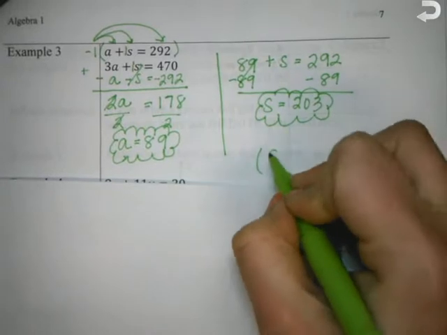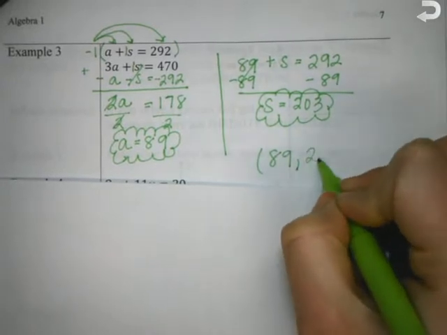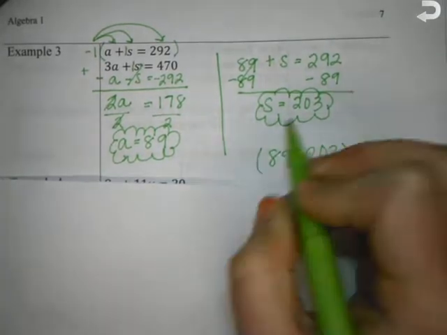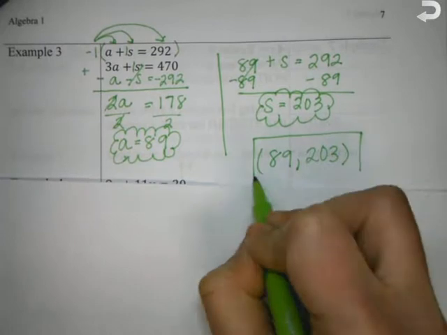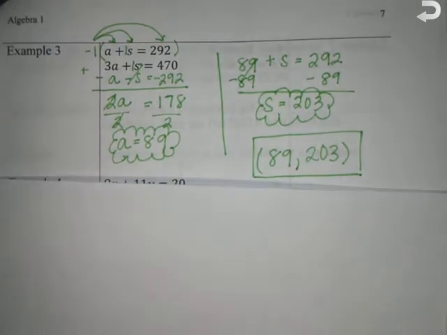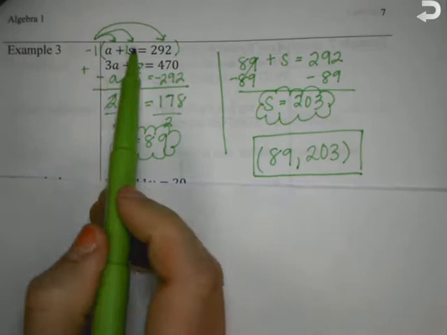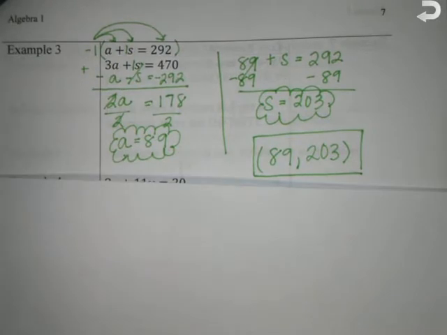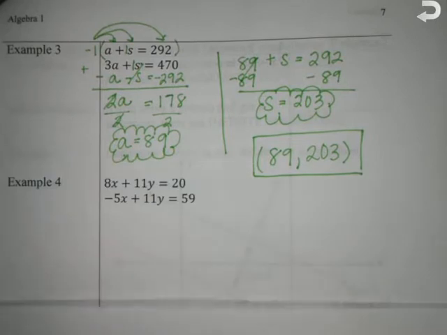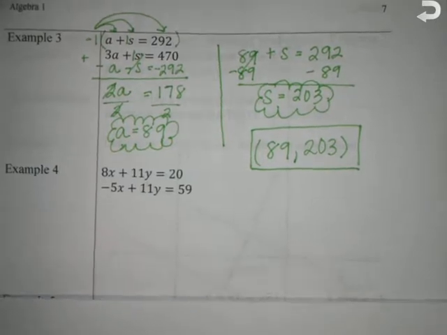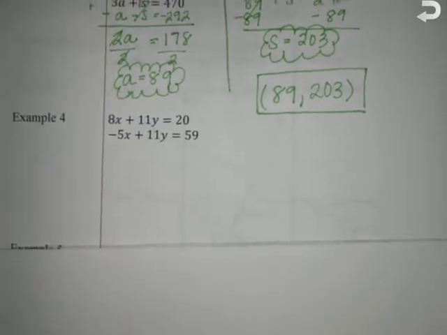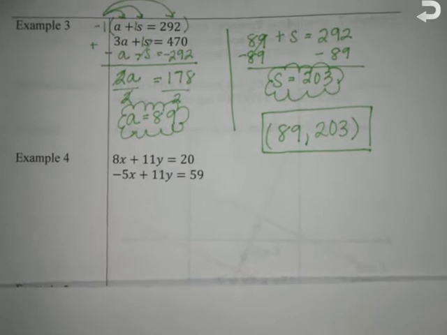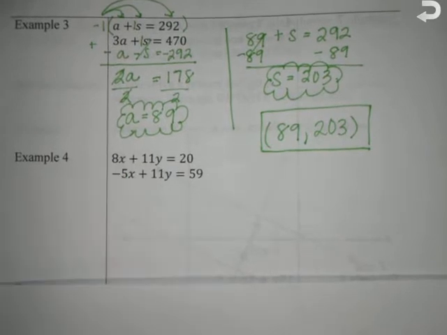Okay, so it's the same thing. We just have to multiply one of them by a negative in order to get the two variables opposite. How do you feel about that? Okay, so will you guys try example 4? What variable are you going to eliminate in example 4? The x's or the y's? The y's. Okay.